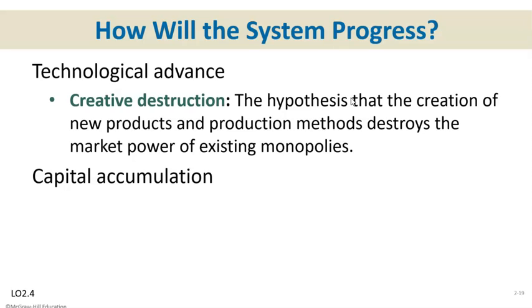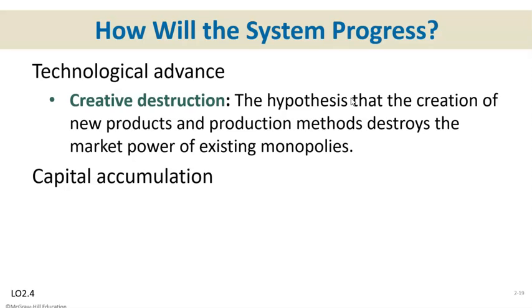One specific example of technological advance that we see a lot in the market system is called creative destruction. And what this means is that there are new products or new production methods, new techniques for making the product, that make the old products or the old techniques obsolete. So it destroys the markets for the old products or techniques. You should think of creative destruction as a good thing.